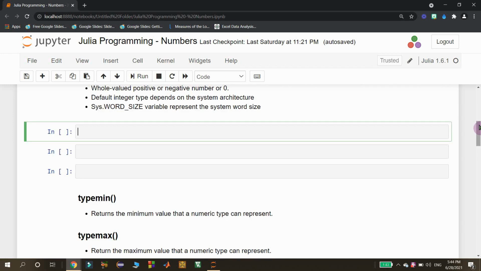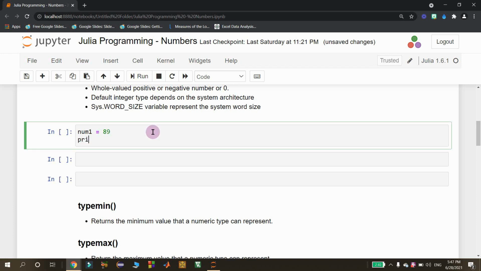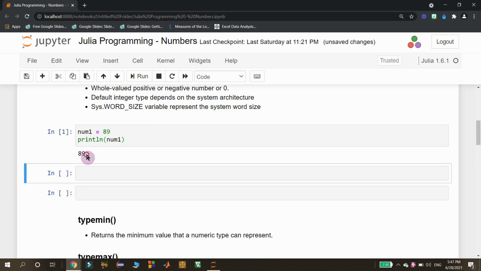Now I am considering a variable num1, then I am assigning a number 89 to it, where 89 is a positive whole number. Then I am displaying the variable num1 with the help of println function. Println is a function we have with Julia to display a text on the monitor, which will append a new line character at the end of that text. Then if I run this cell, then 89 is displayed, which is the value present in num1 variable.